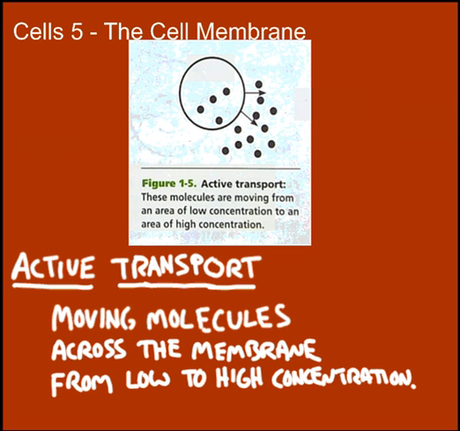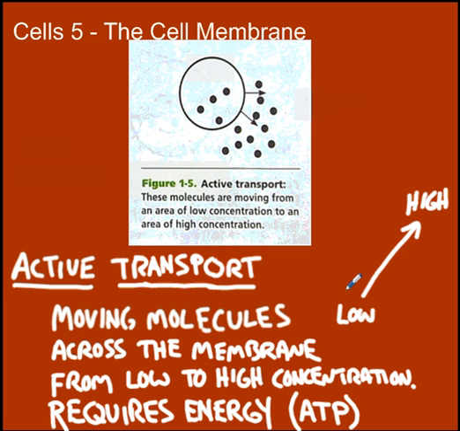When a cell is moving molecules against or up the concentration gradient from low to high, this is going to require energy. Now we're moving from a low concentration to a high concentration. Back to our sledding analogy, that would be like carrying your sled back up the hill. It's going to require energy, which, as we know, for all day-to-day cell processes, is provided by ATP molecules.